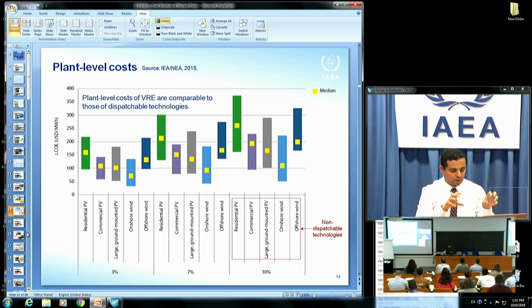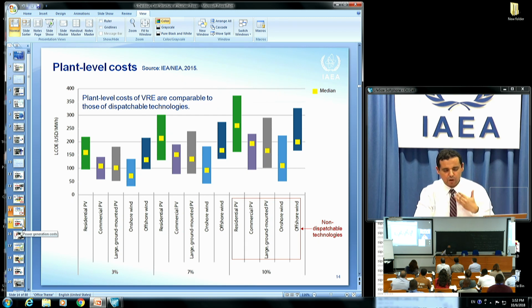And in renewables, what we see is that, first of all, the LCOE is more or less in the same order of magnitude as dispatchable technology. And the second thing is that offshore wind is the technology achieving the lowest LCOE. So basically, at the level of a plant, all power generation technologies have more or less the same cost. There are differences, but it's the same order of magnitude of costs.